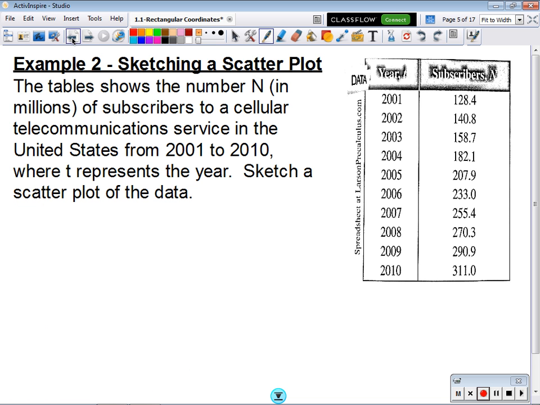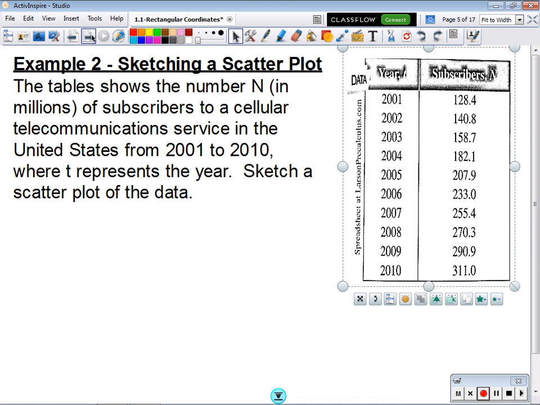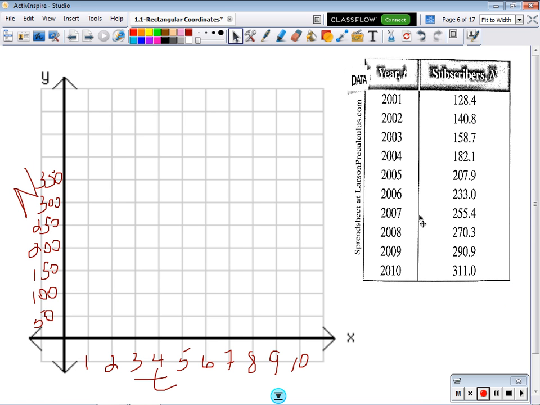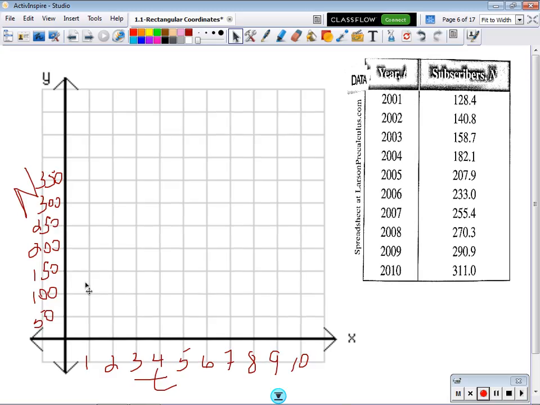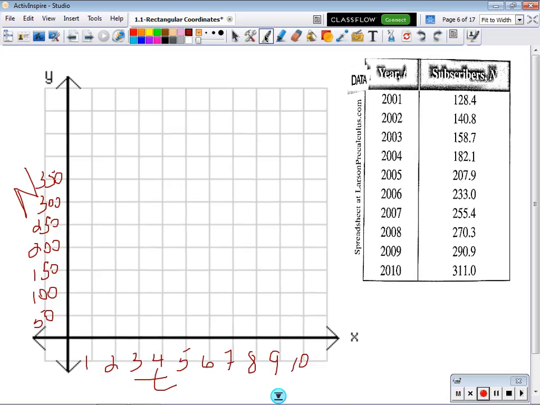So tell you what, let's take this table here and move it over to here so we can get a better picture of that. Here's the first point, 2001, 128.4. That might be right about here. Here's the second point, 2002 and 140. 140 might be right below the 150 there. Maybe something like that.